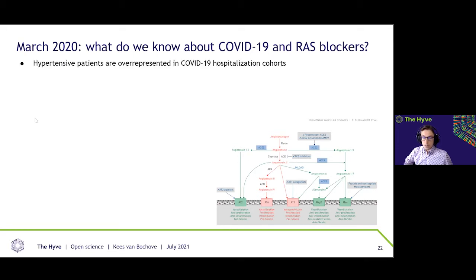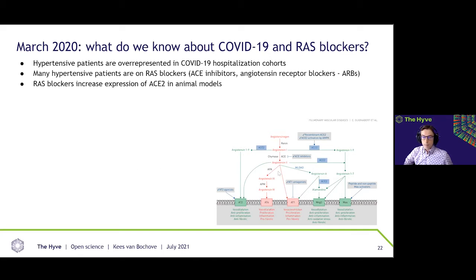So let's go and look at a few facts. We knew from earlier publications coming out from China, for instance, that hypertensive patients were overrepresented in COVID-19 hospitalization cohorts, meaning that those patients tend to have a more severe progression of the disease. We also know from literature, from clinical practice, that many of those hypertensive patients are on what's called RAS blockers. So these are ACE inhibitors, but also medicines that block the angiotensin receptor. That's the AT1 you see here in the pathway diagram.